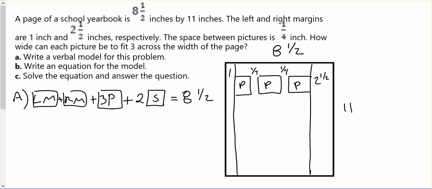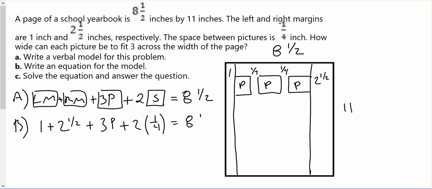So our equation for B would just be left margin 1 plus right margin 2.5 plus 3p, that's what we need to solve for, plus 2 times our space in between, so 2 times 1/4, and that equals 8.5. And then for C, we just need to solve this.